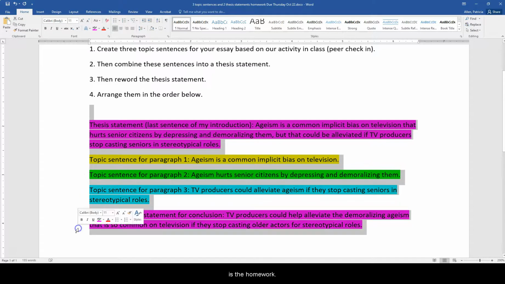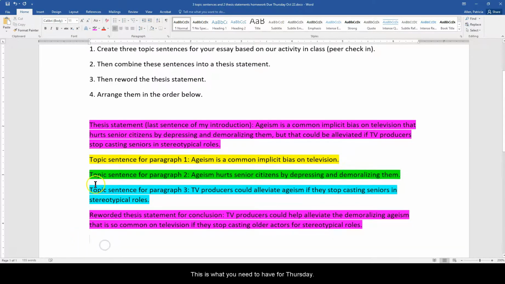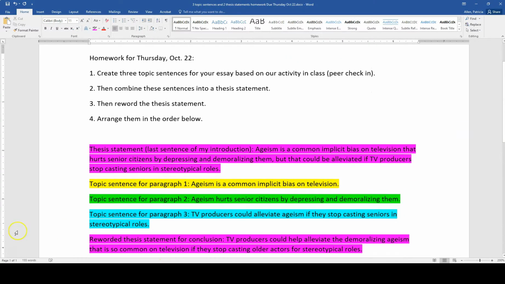This is the homework. This is what you need to have for Thursday. A thesis statement that combines your three topic sentences, each of the topic sentences, and the reworded thesis statement. Okay? I hope this was a helpful explanation.